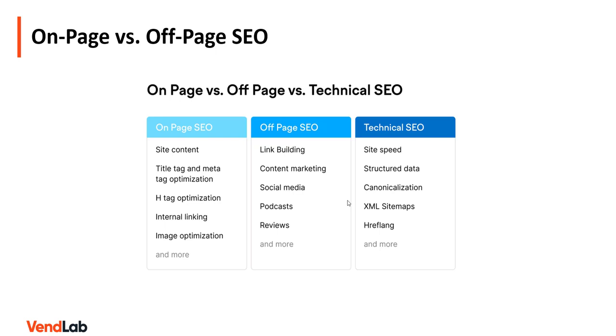On-page SEO, we've got the content of the site, so that's literally the words, the titles, and also the HTML elements. Off-page SEO is things like people linking into your site, social media accounts which build authority for your site, and how you interact with things like podcasts and reviews.